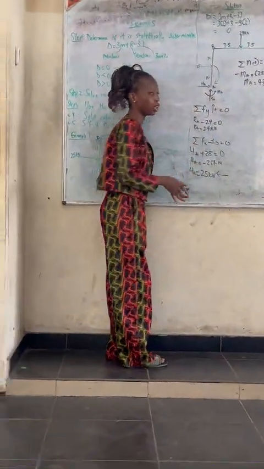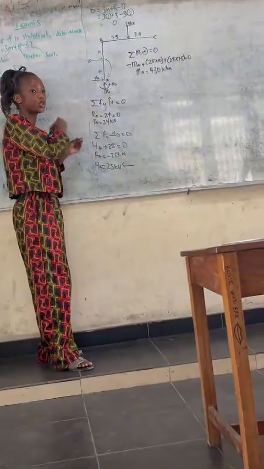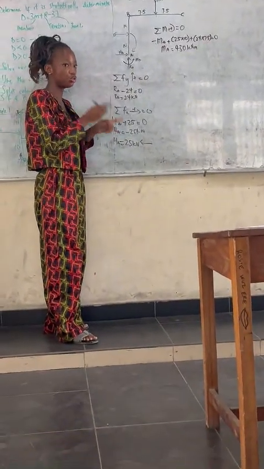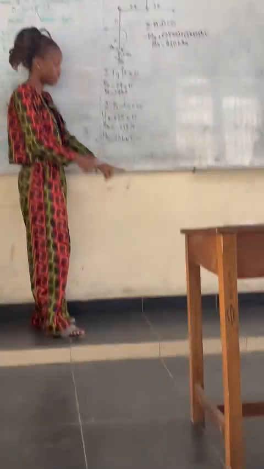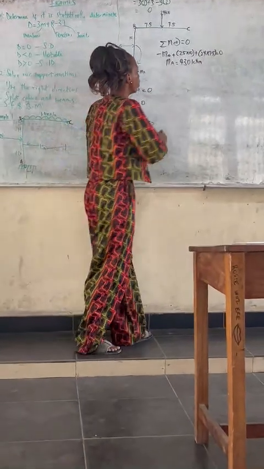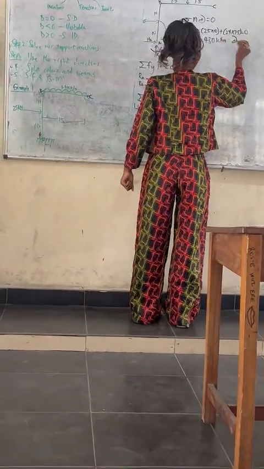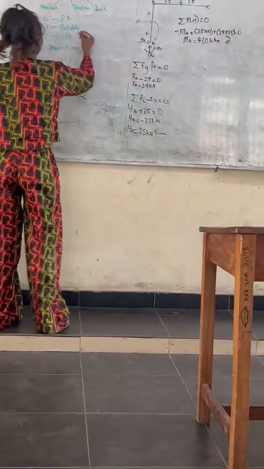And now let's look at this one. We chose that this part is positive, but from our answer, we got negative. And that means this negative is just showing that whatever you have chosen as the direction is wrong. It's the opposite direction of it. That's why we have it clockwise direction. So now, we are done with this.